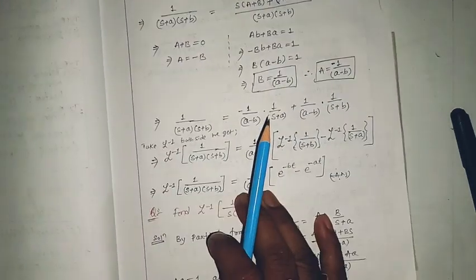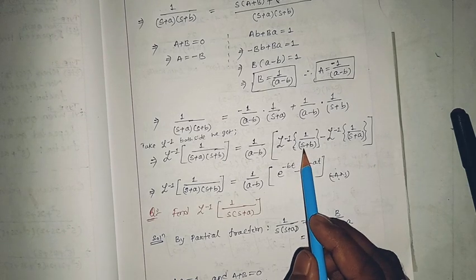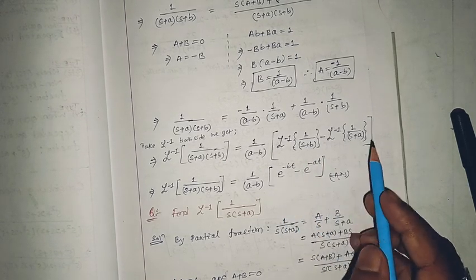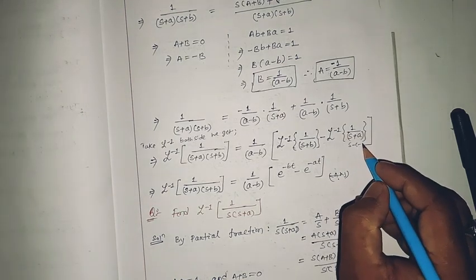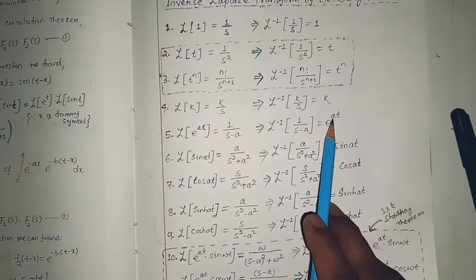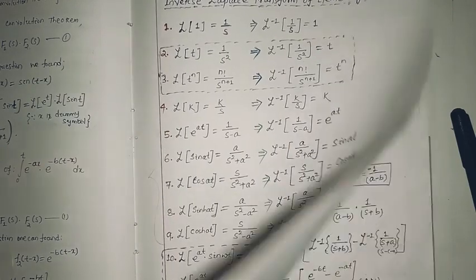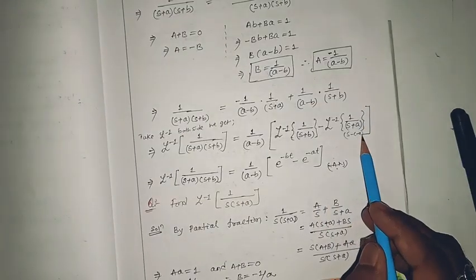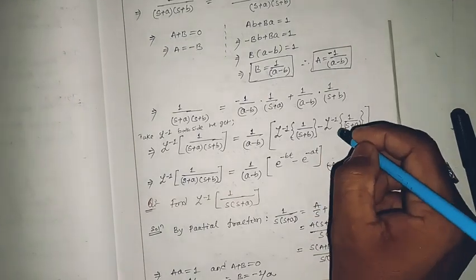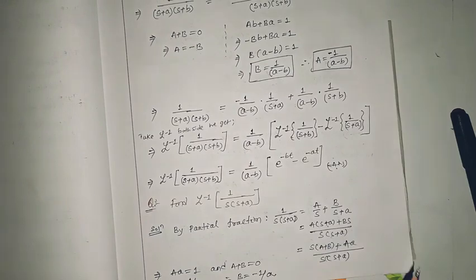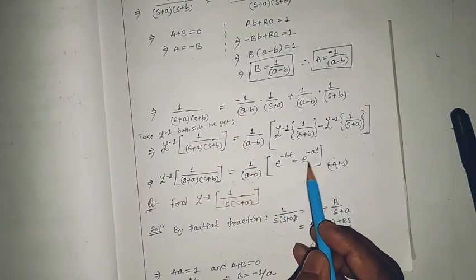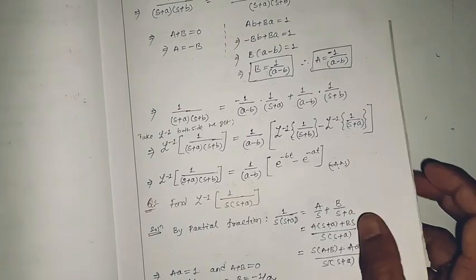So here it is s minus of minus b, so obviously it will be e to the power minus bt, and here this will be s minus of minus a, so it will be e to the power minus at. So finally we found the answer is 1 by (a minus b) into (e to the power minus bt minus e to the power minus at).